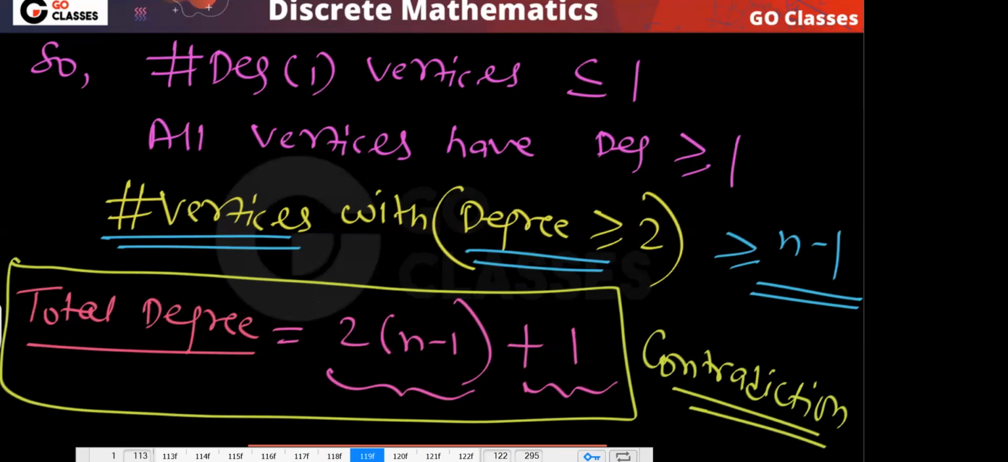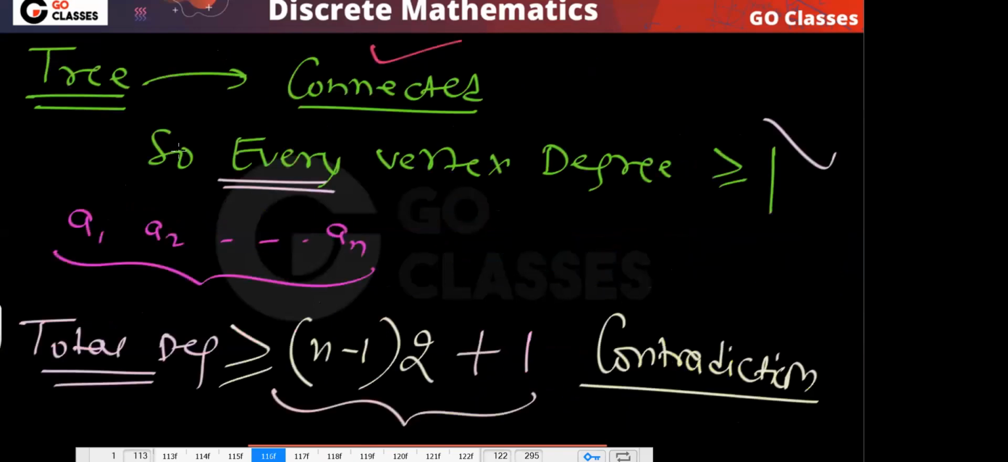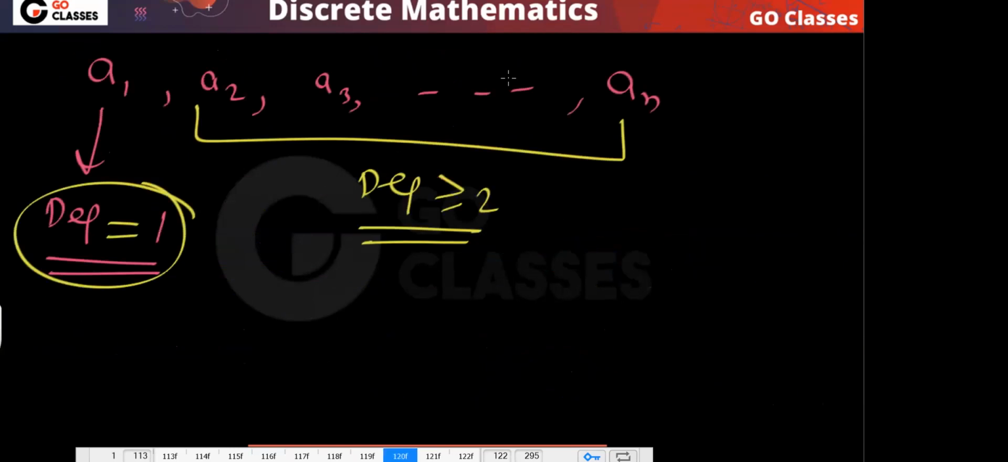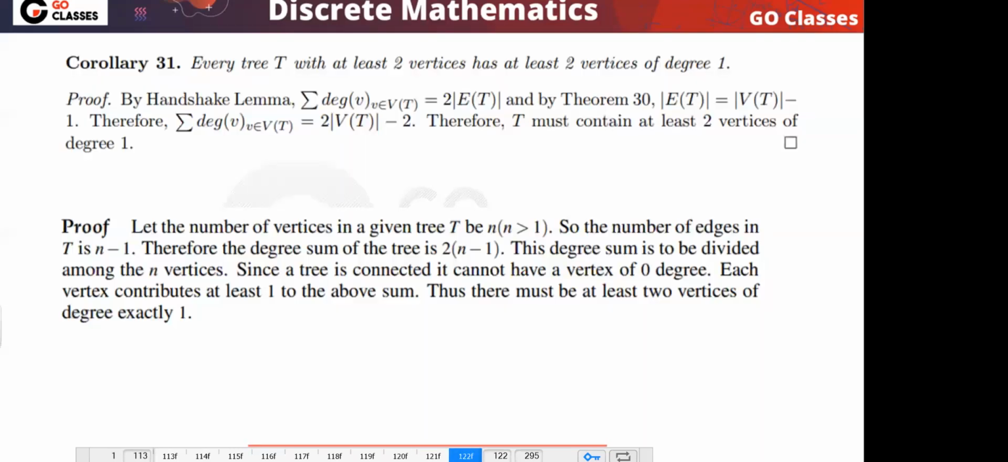Is this clear? So every tree with at least 2 vertices has at least 2 vertices of degree 1. Or I can say every tree with at least 2 vertices has at least 2 leaf vertices. Okay? Is this clear?